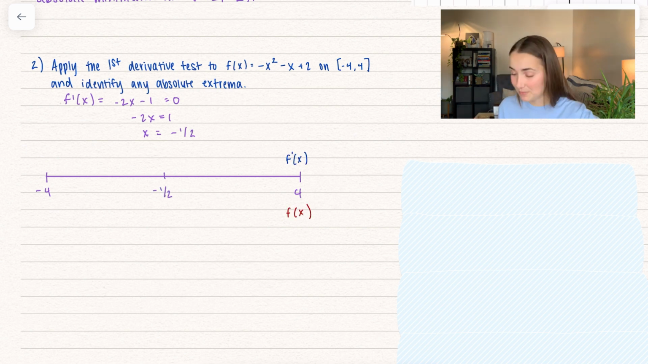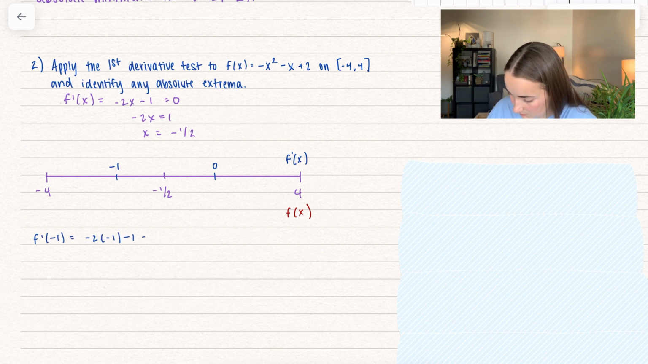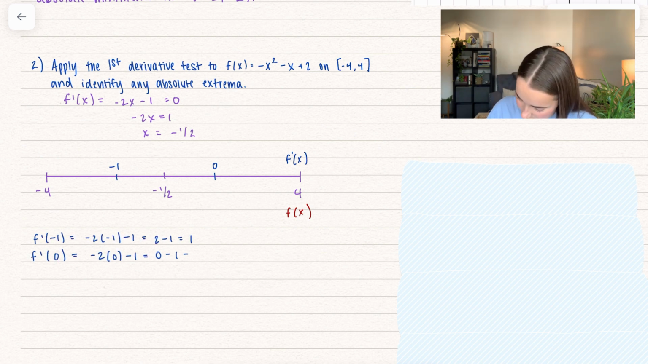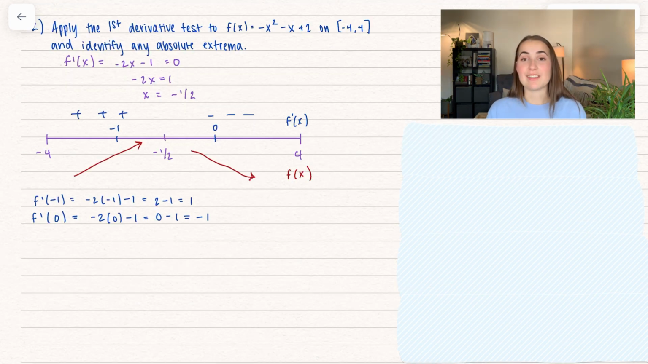Alrighty, let's go ahead and test some points. So first in this interval, let's just go ahead and plug in negative 1. And over here, we can plug in 0. I always suggest plugging in 0 if you can. It's a nice one. So f prime at negative 1 is equal to... Okay, so just looking at this, I know for sure I have a local maximum at negative 1/2. But we need to test for absolute extrema right now.